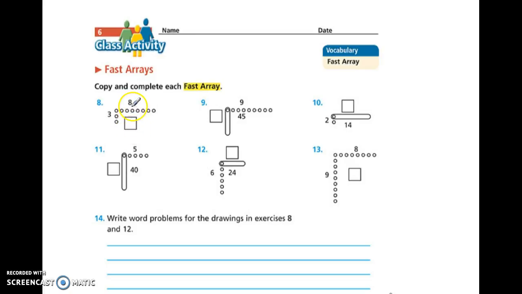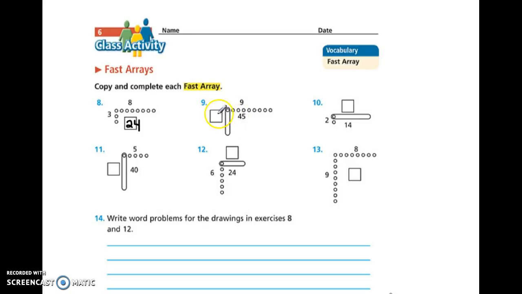Okay? So first one here, we're going to do 3 times 8, which gives us 24. And that is, again, our product. All right. Then go ahead and look at this one. We know how many columns there are. There's 9. And we don't know how many rows, but we want to figure out how many 9 times what equals 45. So go ahead and think about that one. See if you can figure it out.